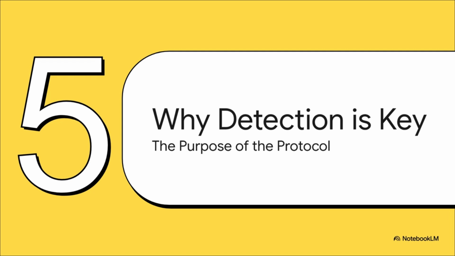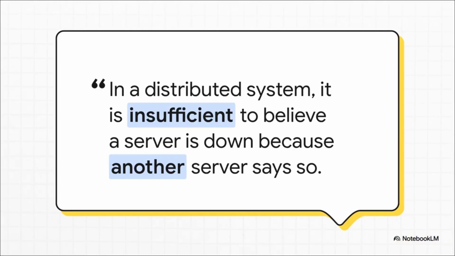Okay, so that's the how, that's the mechanics of it. But let's ask the really important question. Why? Why is this process so incredibly critical? Why do we go to all this trouble just to figure out if one server has gone offline? This quote right here really nails it. You see, a simple temporary network glitch could easily make one server think another server is down, even when it's perfectly fine. You just can't take one server's word for it.